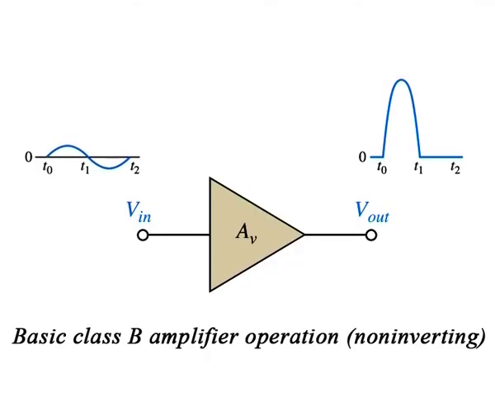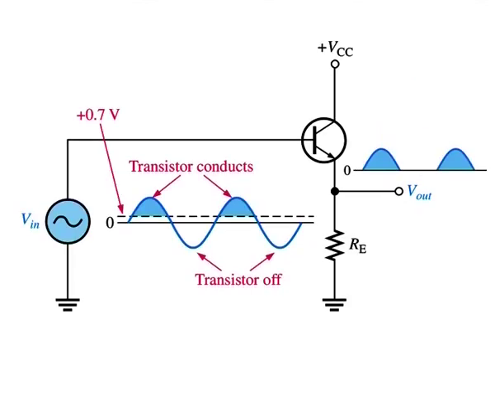Class B operation. The class B operation is illustrated in the figure here. Here, the output waveform is shown relative to the input in terms of time. The class B amplifier is biased at the cutoff point so that ICQ is equal to 0 and VCEQ is equal to VCE cutoff. As illustrated in the figure, it is brought out of cutoff and operates in its linear region when the input signal drives the transistor into conduction.